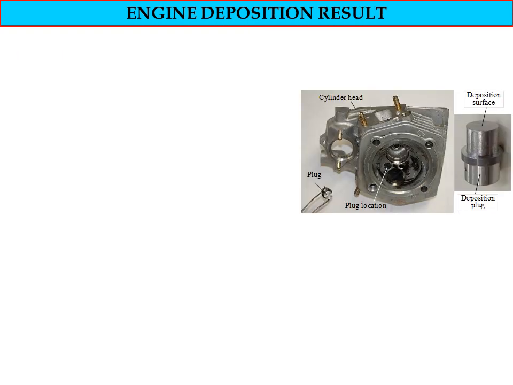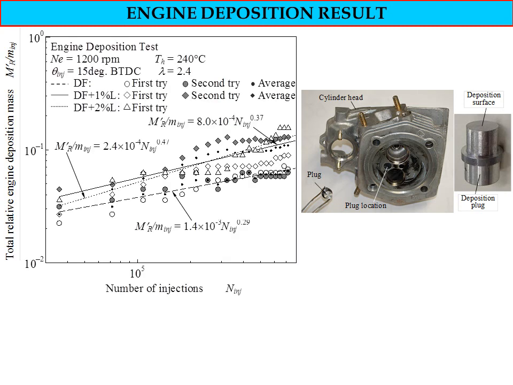Okay, so in terms of results, the amount of deposit accumulated in the engine, in terms of data, will be plotted versus the number of injections. The graph shows the total relative engine deposition mass, which represents the amount of deposit accumulated based on the mass of fuel injected into the engine, versus the number of injections.